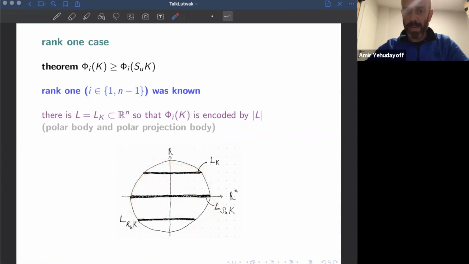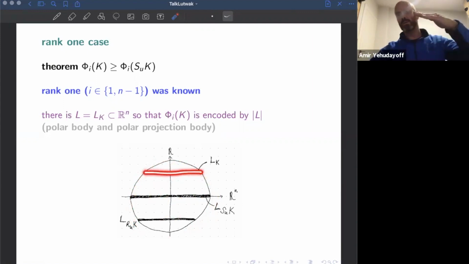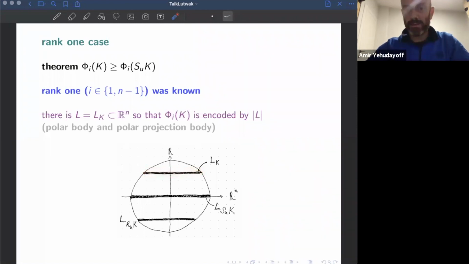So L lives here when the continuous parameter, say it is 1, is some constant that we get to choose. So we put it on height 1, and the body is this body. It is defined by the intersection of this Rn with the lower level set. Okay, so this is the way the construction works.